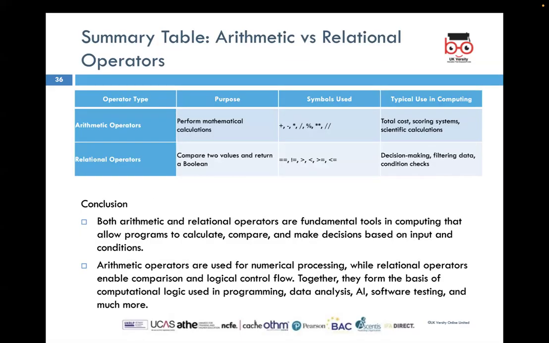Summary table for arithmetic operators and relational operators are shown above. The conclusion is that both arithmetic and relational operators are fundamental tools in computing that allow programs to calculate, compare, and make decisions based on input and conditions. Arithmetic operators are used for numerical processing, while relational operators enable comparison and logical control flow. Together, they form the basis of computational logic used in programming, data analysis, AI, software testing, and much more.